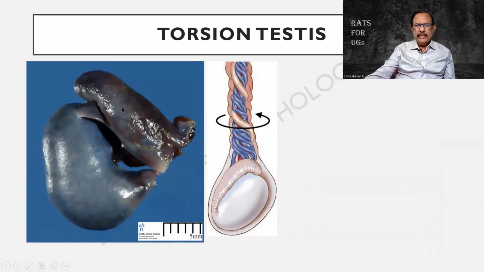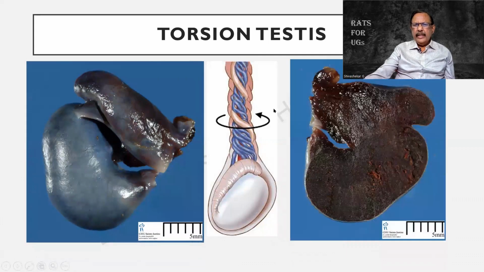So this is the testis, the epididymis is over here, and I find that it is developing a blackish discoloration because of the stasis. So it is a gangrene testis. And the entire cut surface, so there is a stasis. Look at this venous hemorrhage, and the whole thing has become gangrenous. It is not viable.